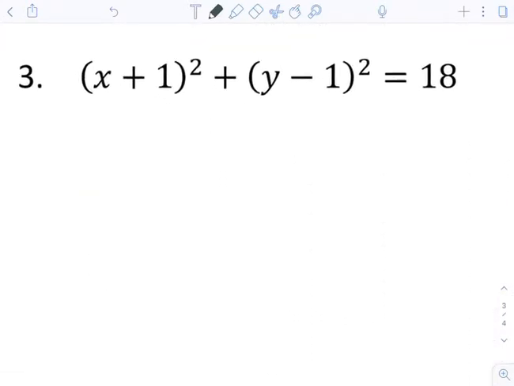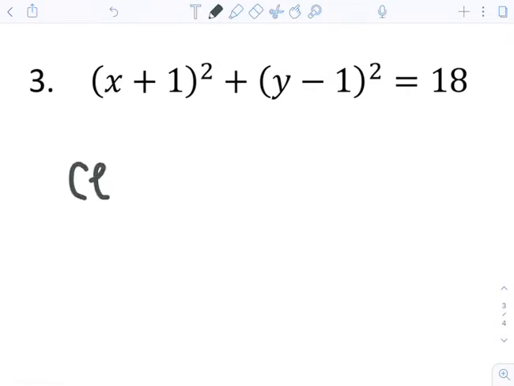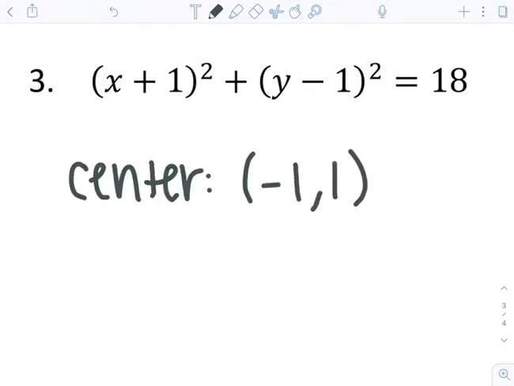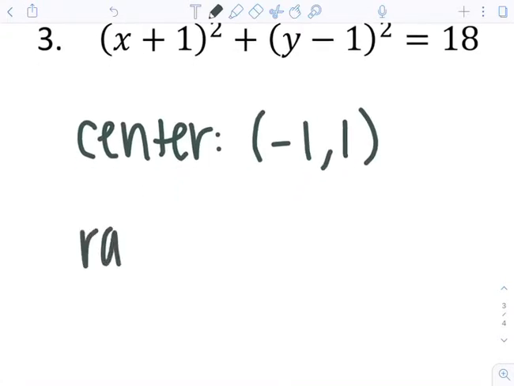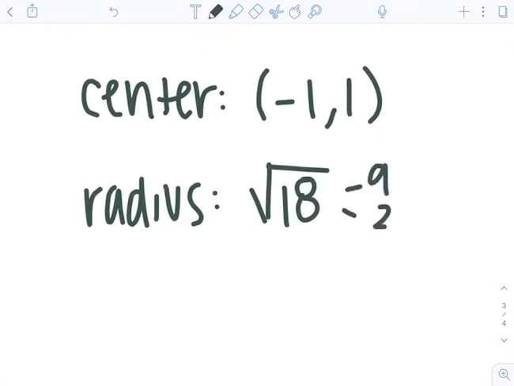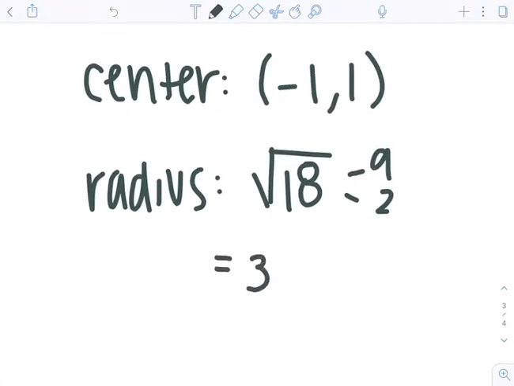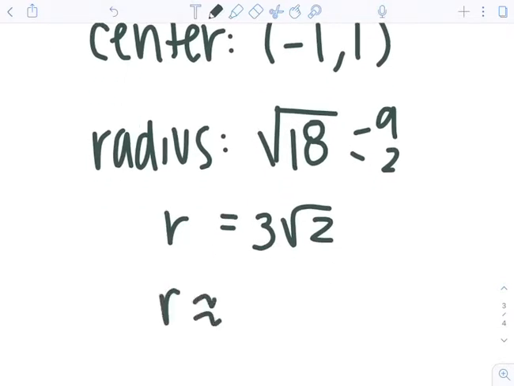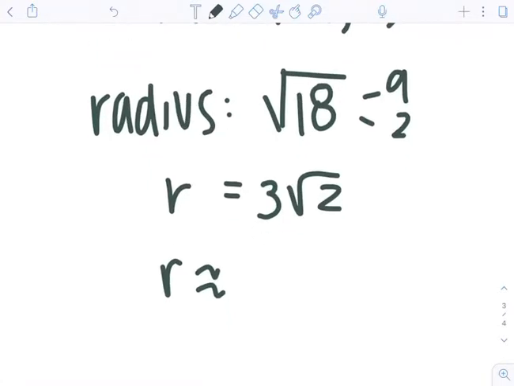Okay, last one, number 3. My center is -1, 1. My radius is the square root of 18. Let's simplify that. 3 root 2. And then let's approximate so we know how far to count. So I'm going to take the square root of 18, and my calculator is telling me it's about 4.2.